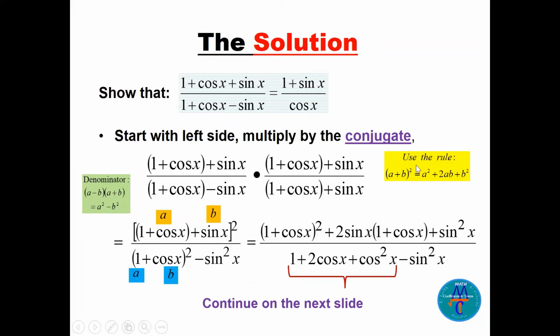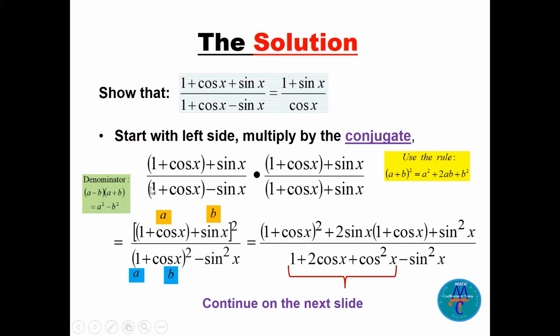Then I can use this rule from algebra: a plus b squared is equal to a squared plus 2ab plus b squared. So a is now 1 plus cosine of x. So it will be 1 plus cosine of x all squared, plus 2ab, which is 2 sine of x times 1 plus cosine of x, and sine squared of x. Leave it there.